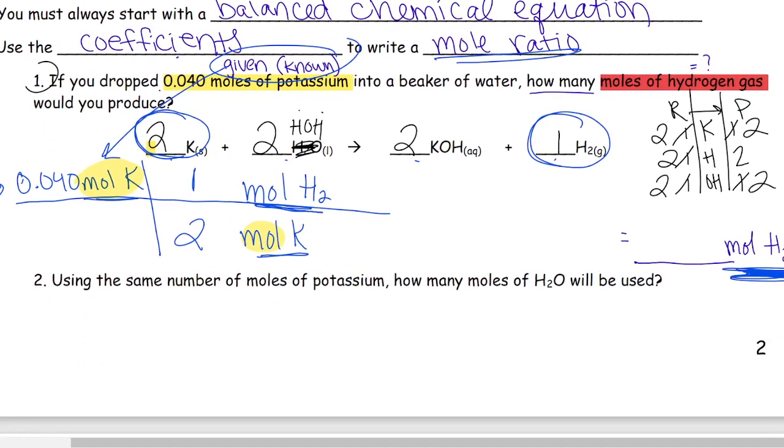And since moles of H2 is what I was looking for, so I'm coming back here, it's another reason that having this set aside kind of helps you keep a focus on what it is that you're looking for. Once I have that unit in my T-chart, I'm good and I don't need to continue on. I don't need to cancel it out. I don't need to add any more conversion factors.